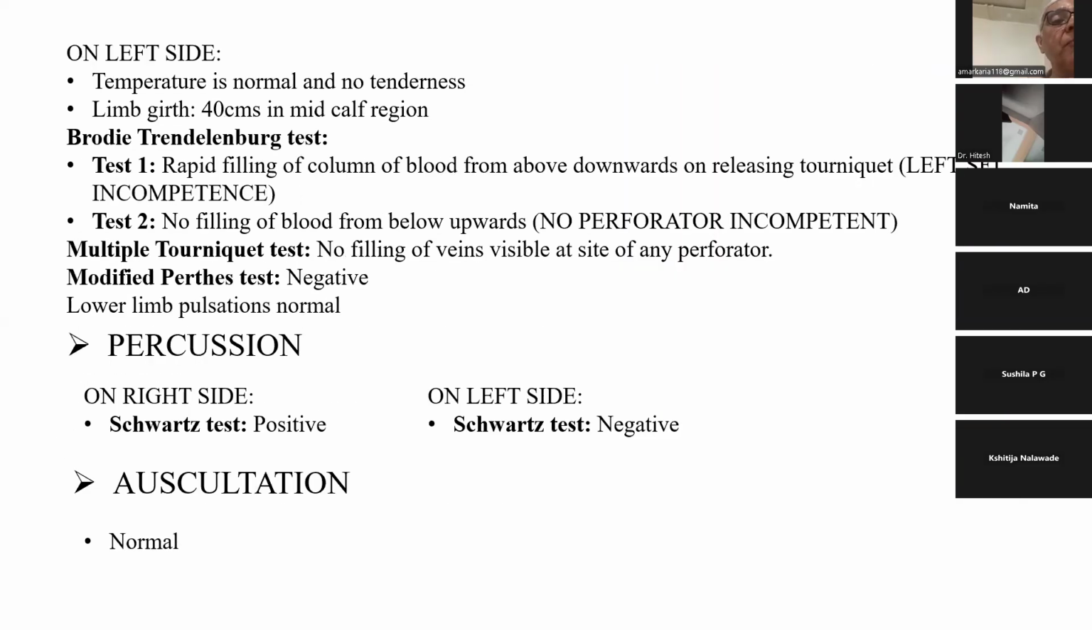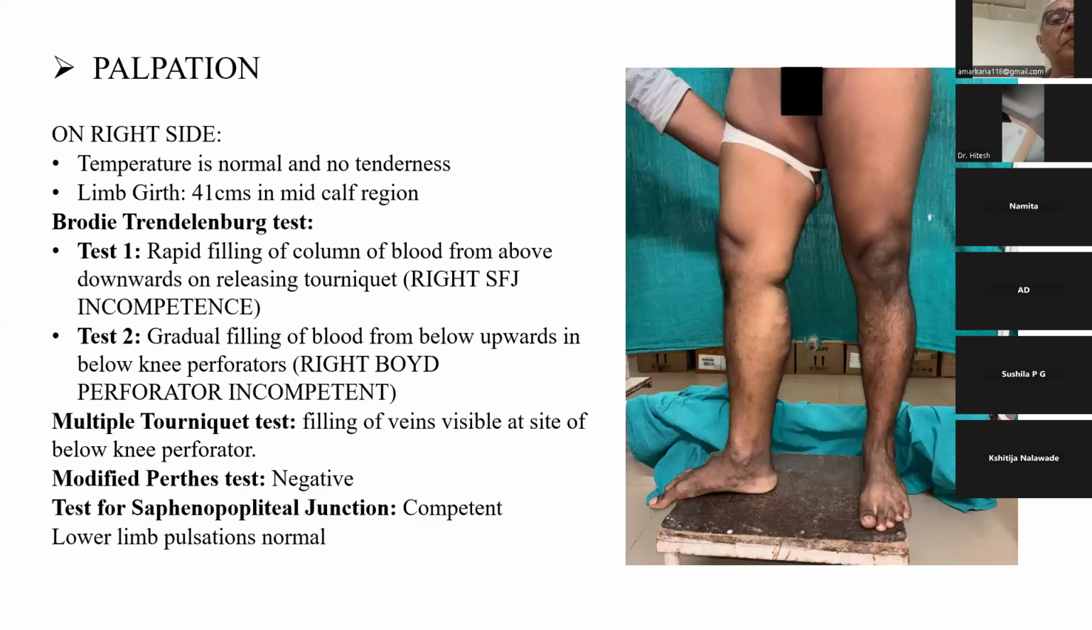How did you do Trendelenburg's test? Ma'am, first I will make the patient supine and then elevate the limb for milking and emptying of the veins. Following which I will place a tourniquet, or I can do it with the help of my thumb to occlude the saphenofemoral junction. And then for test one, I will tell the patient to stand up, and with the tourniquet tied or my thumb on the saphenofemoral junction, I will see if there is any filling of blood from above downwards on releasing tourniquet.